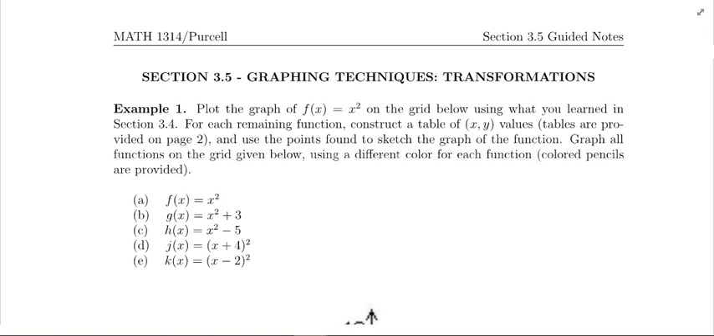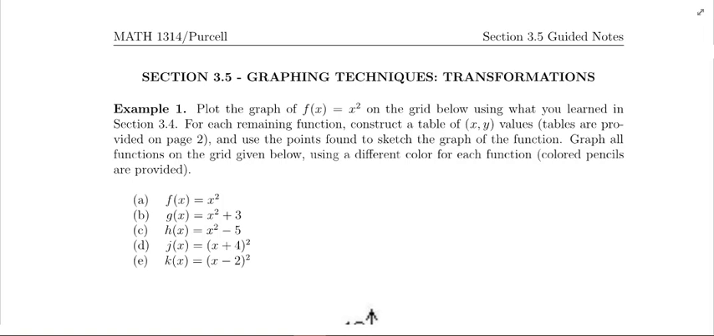Okay, it says plot the graph of f of x is equal to x squared on the grid below using what you learned in section 3.4. For each remaining function, construct a table of x, y values. Tables are provided on page 2, and use the points found to sketch the graph of the function. Graph all functions on the grid given below using a different color for each function. Okay, and it says color pencils are provided. That's in the event that we have class in person.